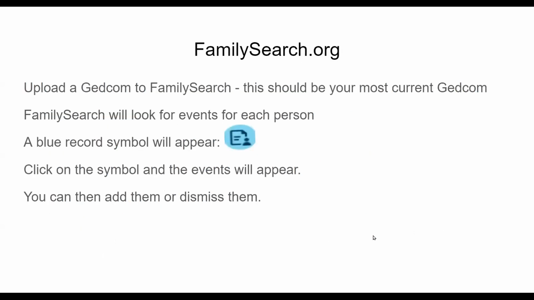And then for FamilySearch, same thing, little blue record symbol. And again, you can add them or dismiss them. You have to be a little careful with that, because it isn't always obvious what you have to click in order to say, I want that piece of information, or what you have to click to say, I don't want that piece of information. And it's like a lot of things. We'll talk about this again today. If you do it regularly, it'll work out fine. But if you don't do it for 3 or 4 months and you go back to it, you'll say, what the heck was I supposed to do here?